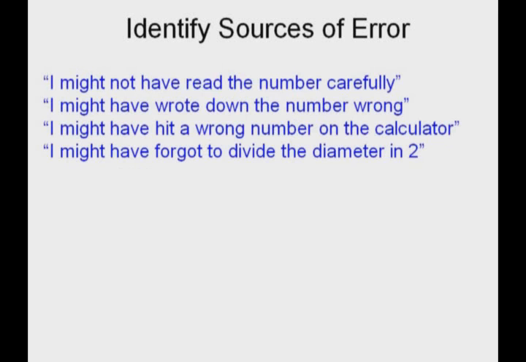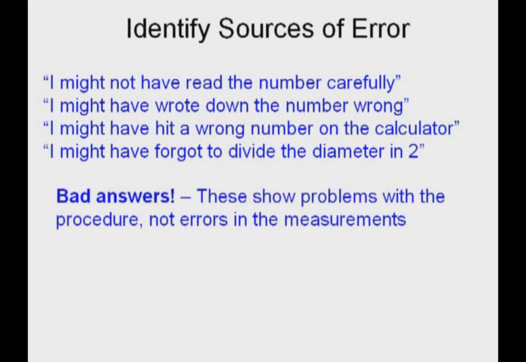For the first section, sources of error, let's look at some examples. I might not have read the number correctly. I might have wrote down the number wrong. I might have hit the wrong number on the calculator. I might have forgotten to divide the diameter by 2. These are bad answers. They're showing problems with the procedure, not errors in the measurements.